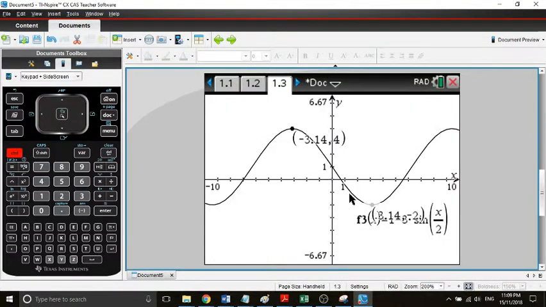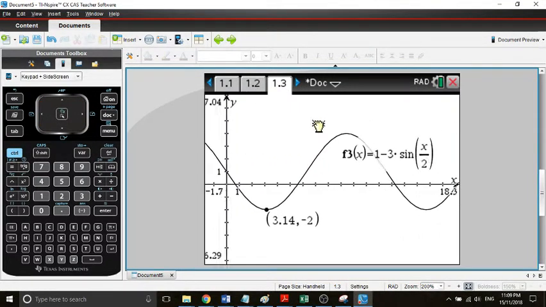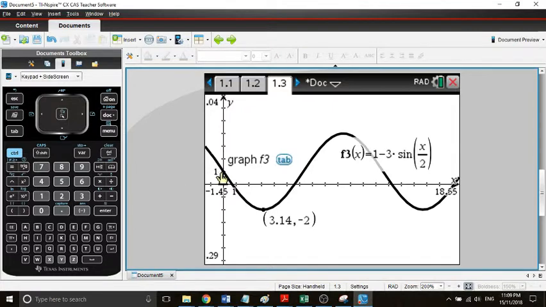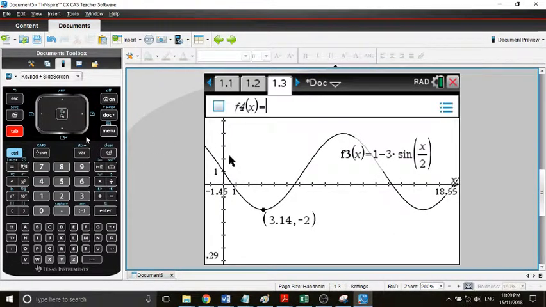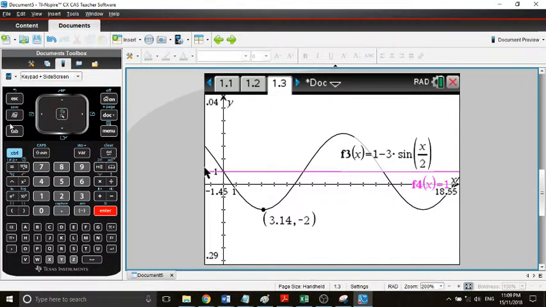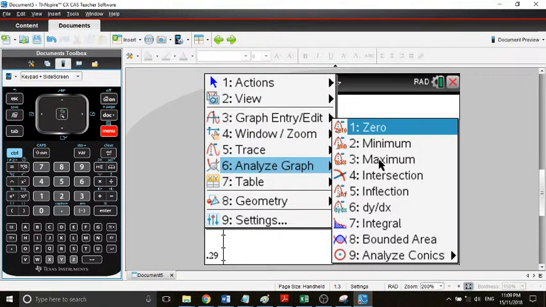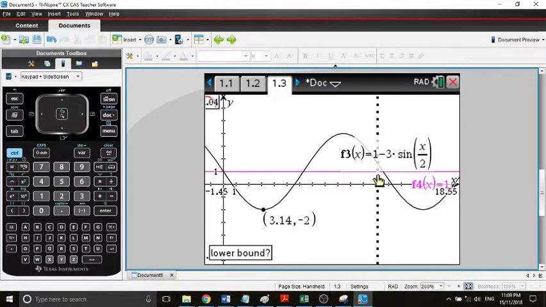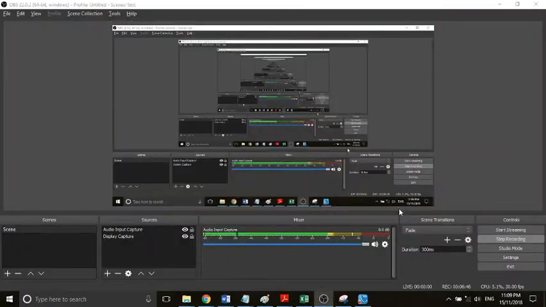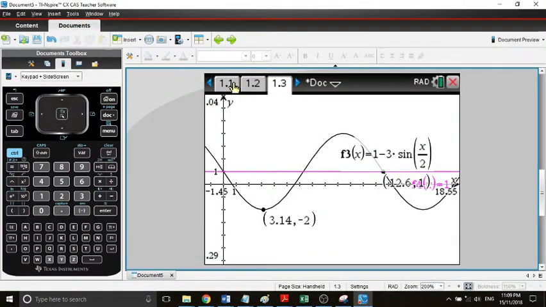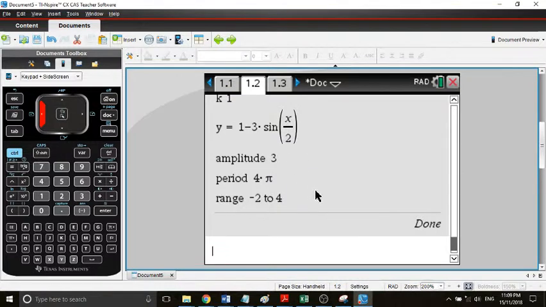Period 4 pi. Let's have a look at that. For it to repeat itself, it starts off here. 4 pi is going to be about 12. So it looks like it's happening at about there, which looks about right. We can check that. Let's graph it at 1. And we'll say menu, analyze, intersection from here to here, and it's happening at 12.6. That's about 4 pi. So that is what we're seeing happening there. That's what I'd like to see happen. So I'd like you to do that both with sine and cos.